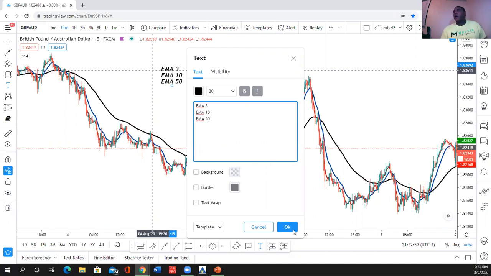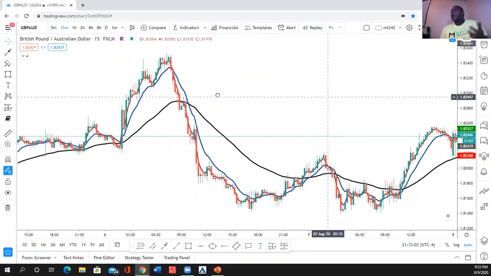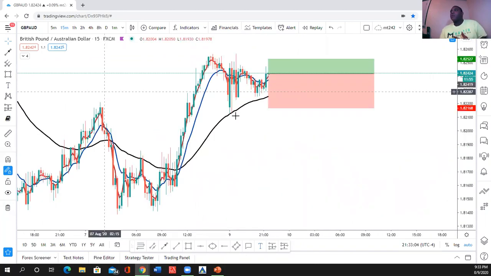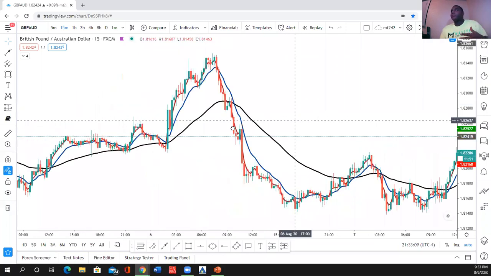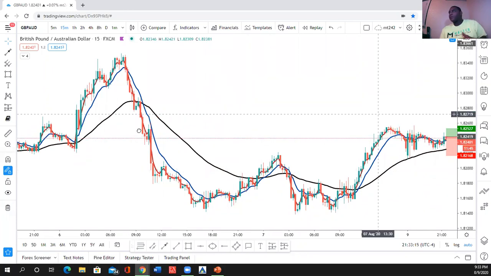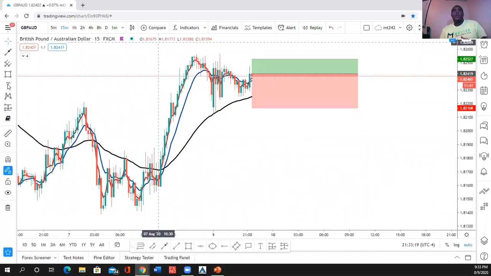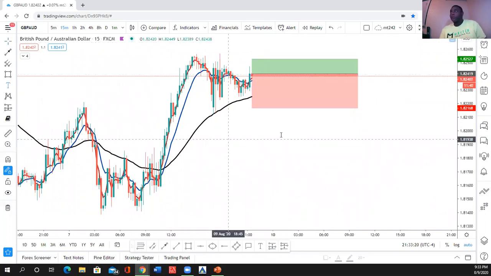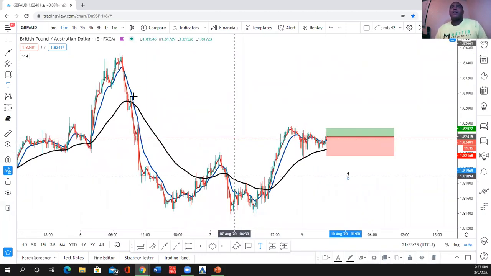Add them to your chart, and I want you to go back on the chart, whatever time frame you trade on, and just find me 10 setups. Remember, the 3 has to cross above the 10, above the 50. So this would be a good example. This would be trade 1, and you could label it. Probably just say trade 1, and then you could go back and find another one.